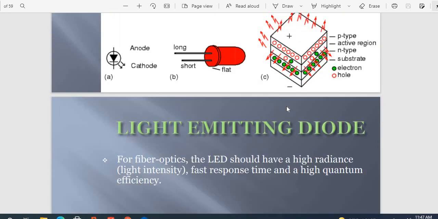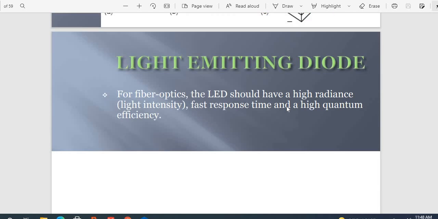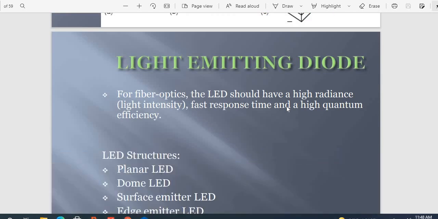For fiber optics, the LED should have high radiance, meaning the light intensity should be very high, a fast response time, and high quantum efficiency. These are the three basic essential needs for a light emitting diode. If it fulfills all of these, then that LED will be useful for our optic fibers.